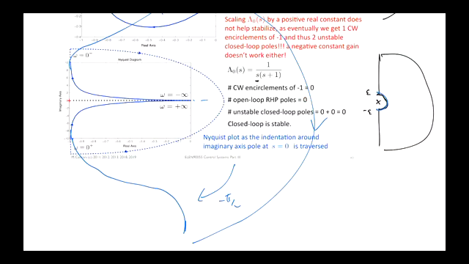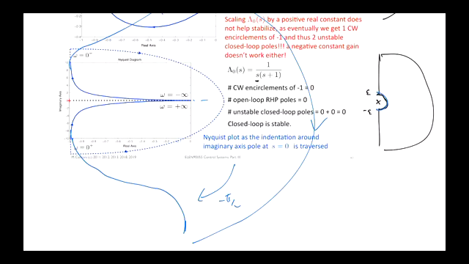Okay, we have N equal to 0. We don't encircle this, right? And so the closed loop will have 0 poles in the right half plane. It'll have none on the imaginary axis because at no point along here do we hit the critical point.